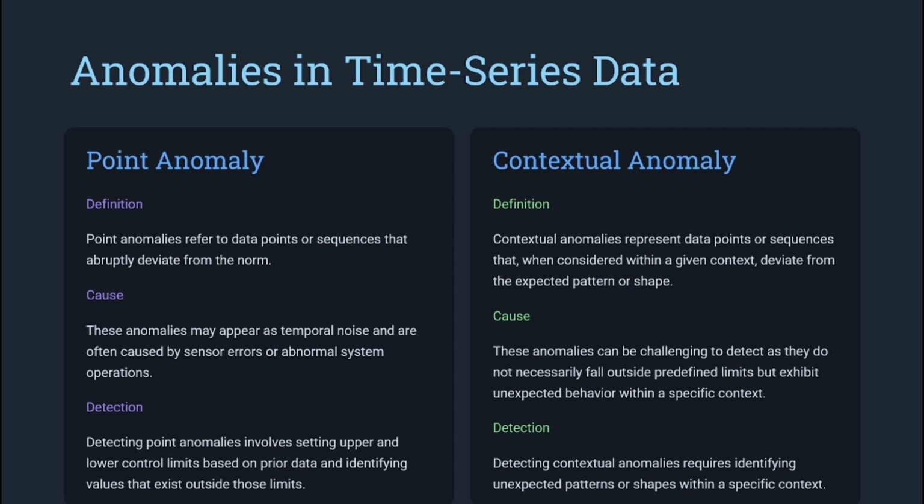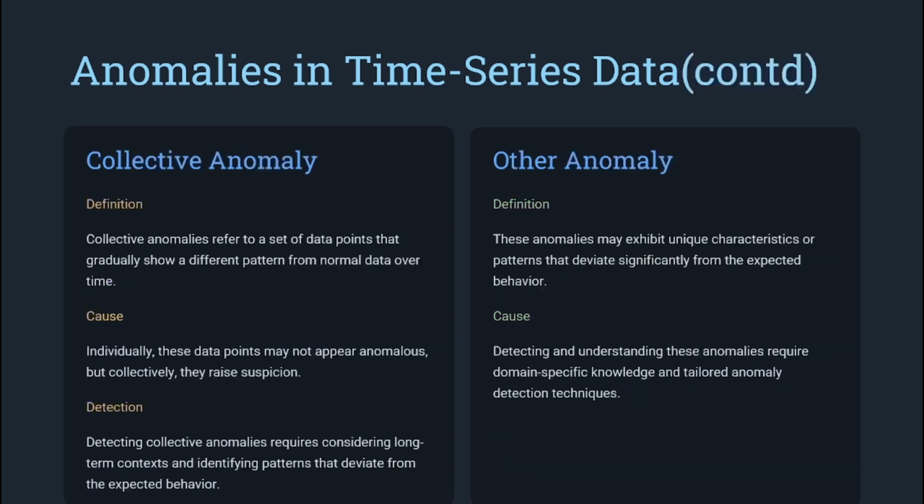Now we learn about contextual anomalies. Contextual anomalies represent data points or sequences that, when considered within a given context, deviate from the expected pattern or shape. These anomalies can be challenging to detect as they do not necessarily fall outside predefined limits but exhibit unexpected behavior within a specific context. Detecting contextual anomalies requires identifying unexpected patterns or shapes within a specific context.